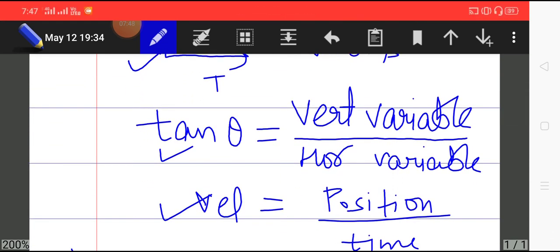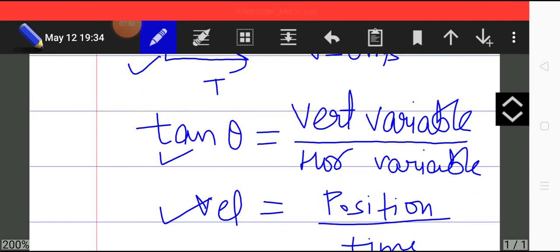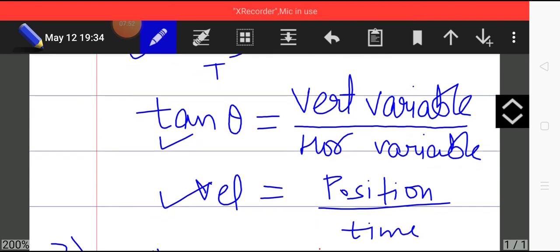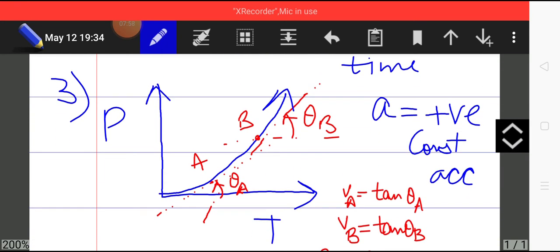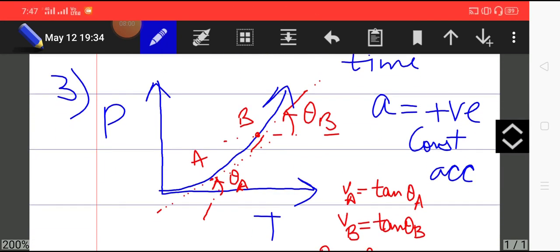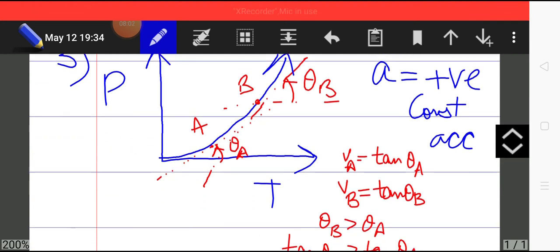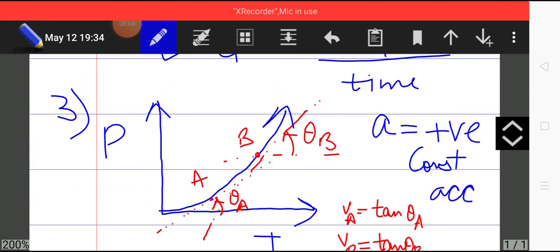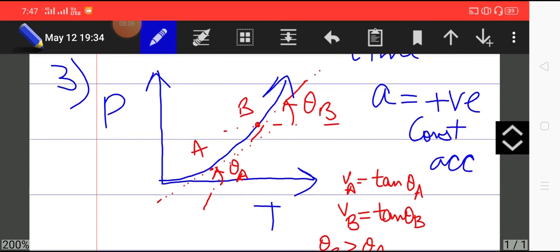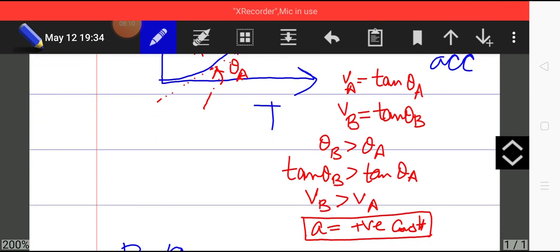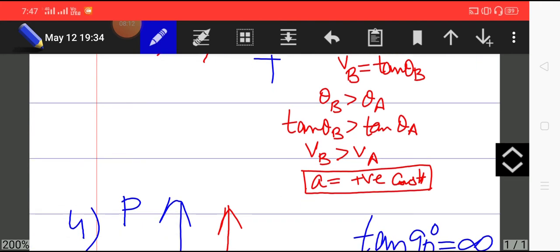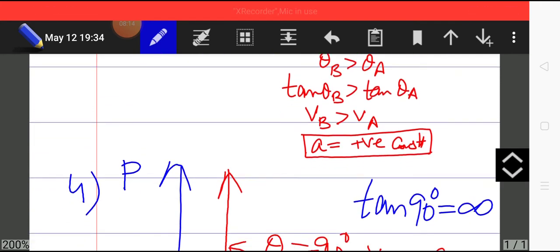Tangent theta always gives us the vertical variable divided by the horizontal variable. In case of a position time graph, it is position divided by time, that is velocity. Then for positive acceleration, or increasing velocity, you can see that the inclination is increasing continuously, and hence the velocity is increasing, which is giving us positive acceleration. And an increase in angle means an increase in tangent and an increase in velocity.